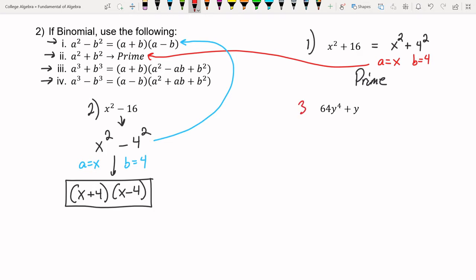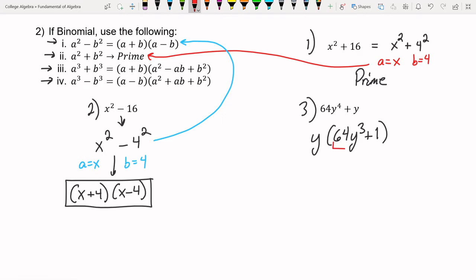Number 3. Let me do it in black. This one, we can ask the question, what is the GCF? We should always ask the question. In the first 2, I didn't because there was no GCF. If there was, I would have taken it out though. Number 3, we can ask, is there a greatest common factor? And there is. y can be taken out of these 2 terms, and this is what we're left with.